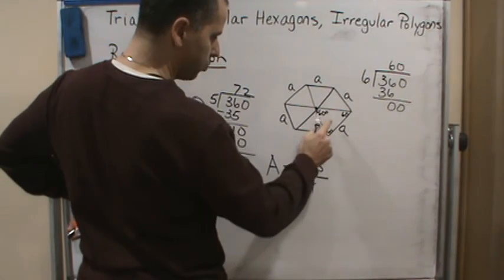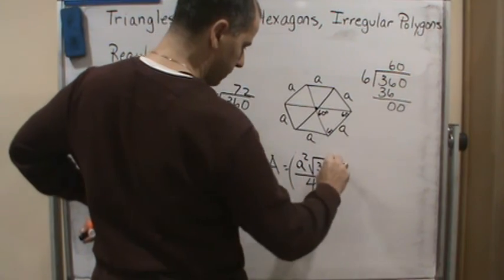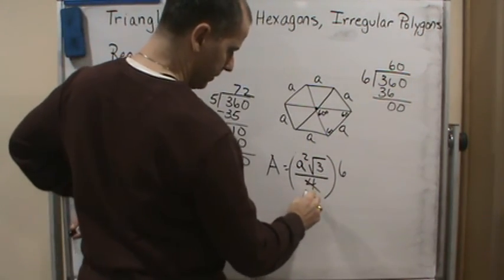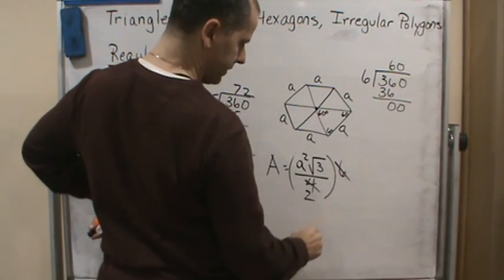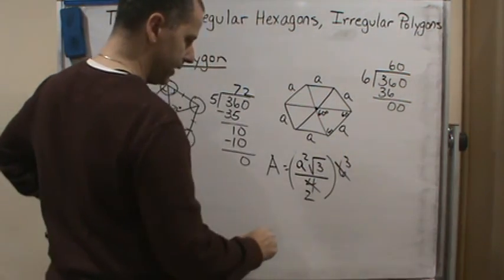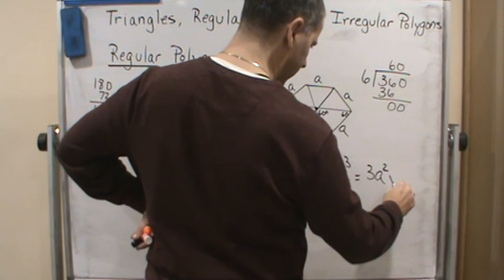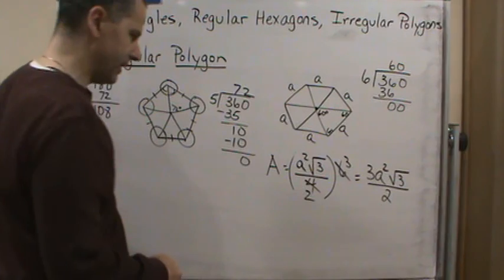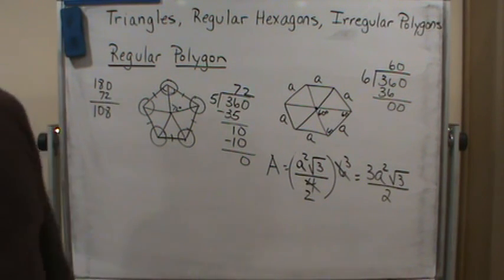But now, I've got 6 of these. This is the formula for just one of those triangles. I've got 6 of them. So I'm going to multiply this by 6. Well, what do I get? This is divisible by 2, and the 2 divides this as well, so I get 3. And so my final formula is going to be 3a squared times the square root of 3 over 2. And that's the formula for the area of any regular hexagon. Have a great day.